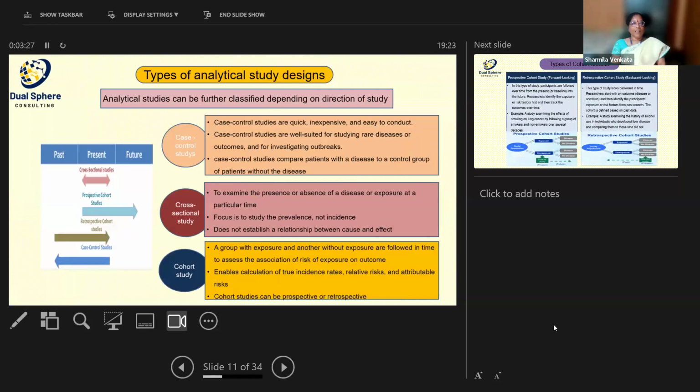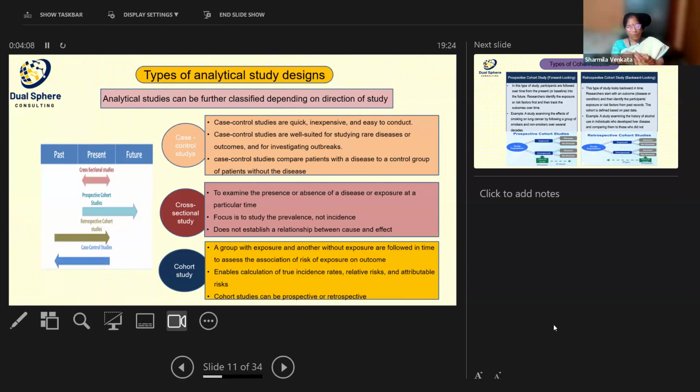Okay, next, now let's shift. Till now we have seen the experimental designs, that is randomized studies. Now we'll see the observational analytical designs. So here, this is case control studies. What is happening here? Start with disease status, like case versus control, and look backward at the exposure. For example, patients with lung cancer versus those without, and comparing smoking history.